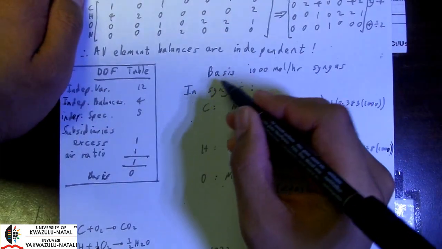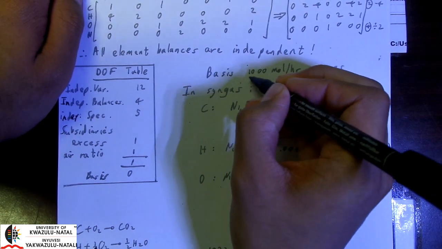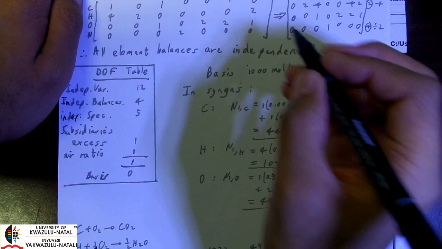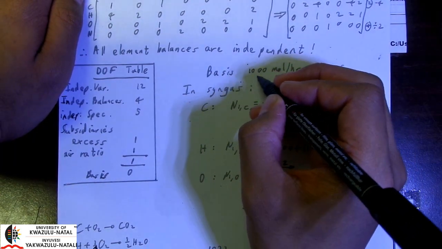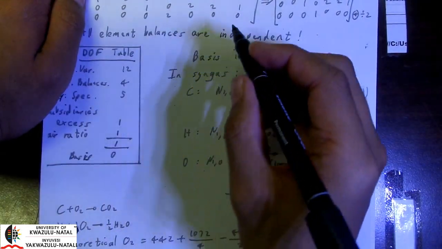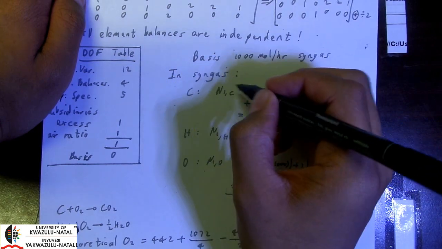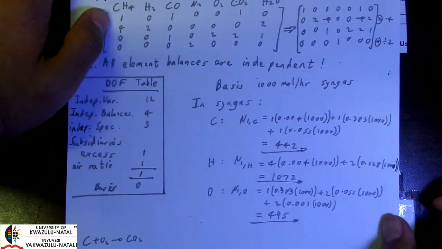So let's look at it. We have a basis of 1000 moles per hour of syngas. Okay, this is just arbitrary. We could have chosen 100 moles per hour or 10,000 moles per hour, but we can just choose 1000 for now. So let's look at the composition of our carbon, hydrogen and oxygen in our syngas.